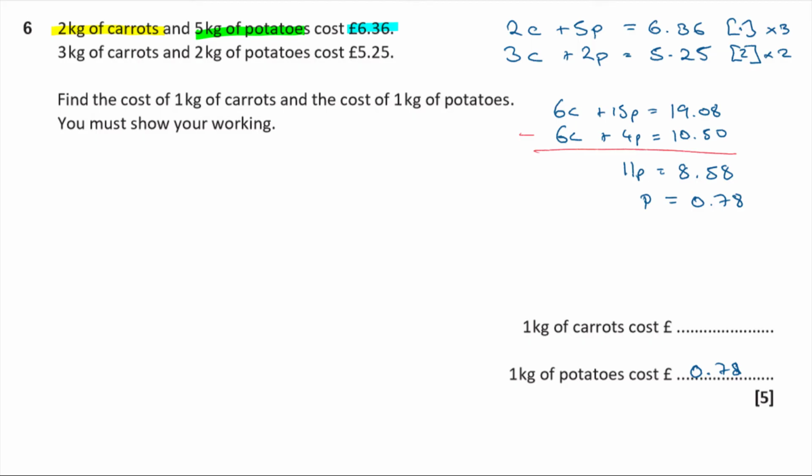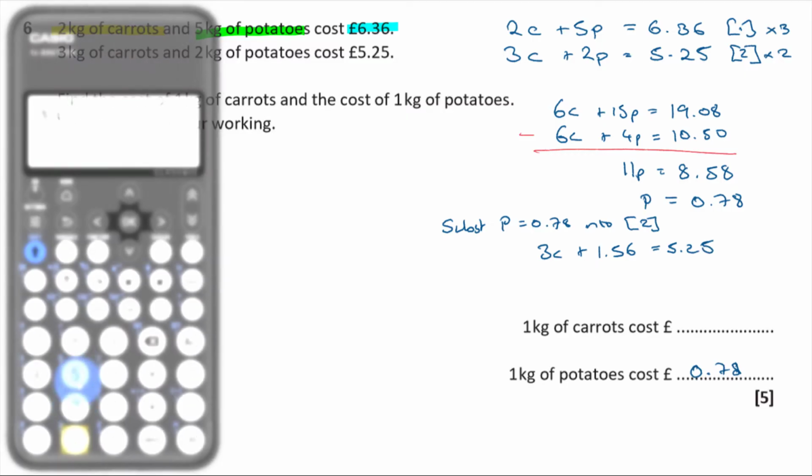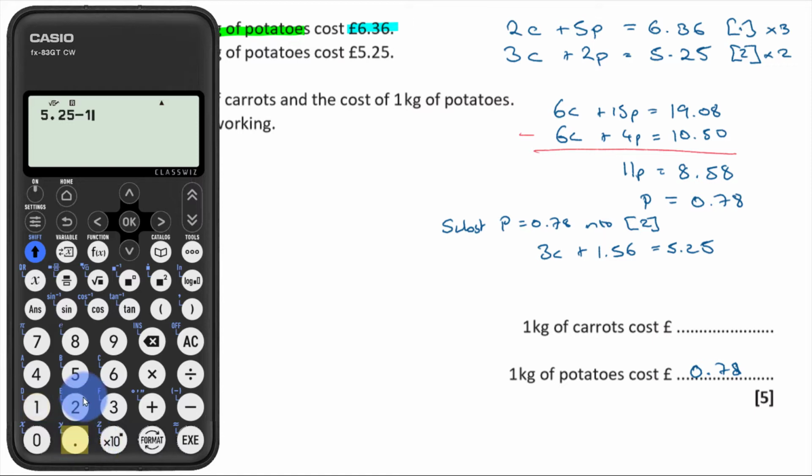And then, now I know what P is, I can substitute that back in, can't I? I can substitute P equals 0.78 into one of my previous equations. I might as well go for equation 2. So 3C plus 2 lots of 78p, well, 2 lots of 78p is £1.56, and that's equal to £5.25. So then taking £1.56 away from £5.25, that comes to £3.69. And that's 3C, isn't it? So then C, the cost of 1 kilo of carrots, is that divided by 3, and that comes out to be £1.23.